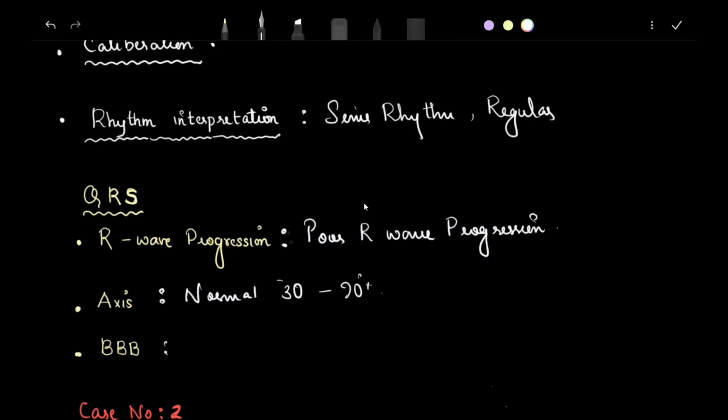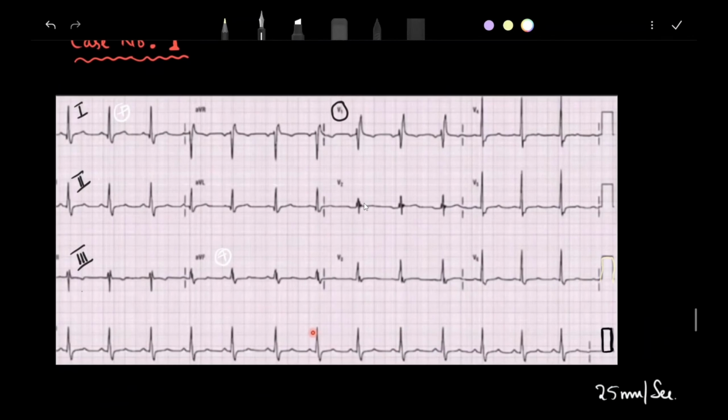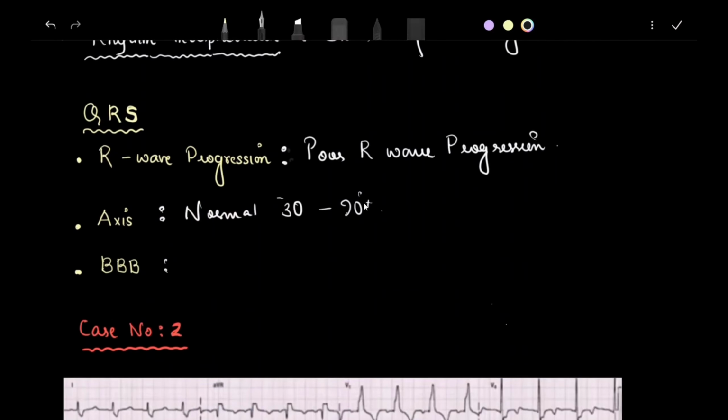Then bundle branch blocks. Is there any bundle branch block? You see the V1 lead. There is clearly an R dash pattern in V1, and here is a dip. It cannot be a complete RSR dash pattern. The dip in the QRS complex is also a dual, that is an unsynchronized ventricular depolarization. In V5 and V6, you can clearly see the slurring of the S wave. So it is a right bundle branch block. We can write it as RBBB.